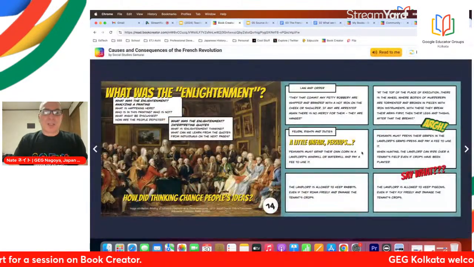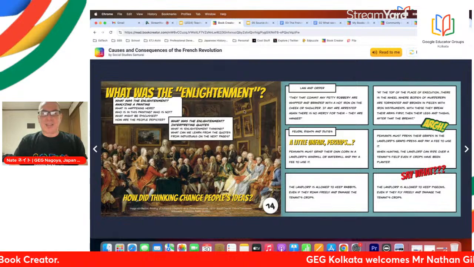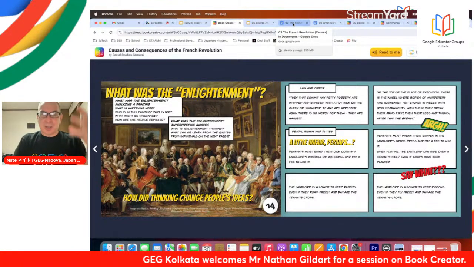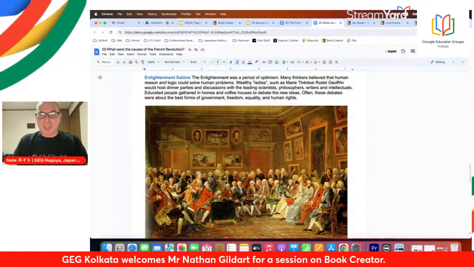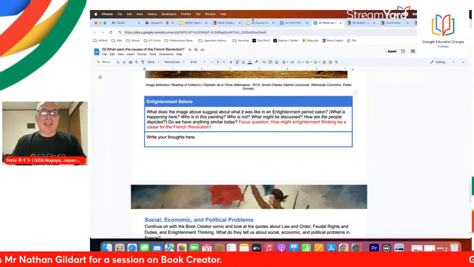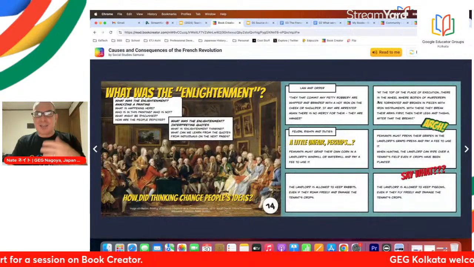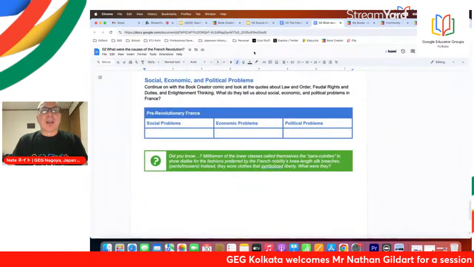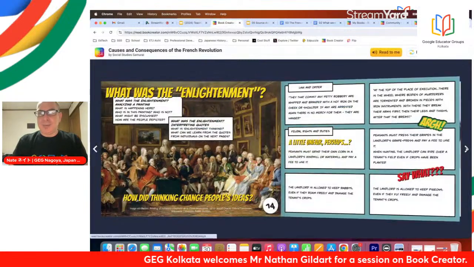So moving along in the book, you notice this image right here, right? Which is Geoffrin's Enlightenment salon. It's right there, so the kids can have a look at the book, and then they can come back to the document and keep working. All right, let me just jump ahead in the book here a little bit.